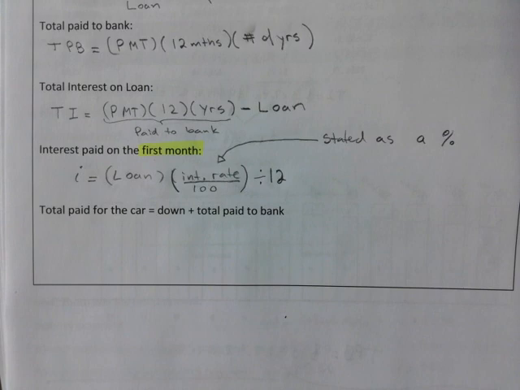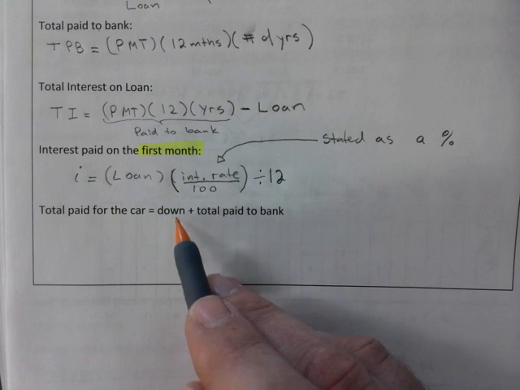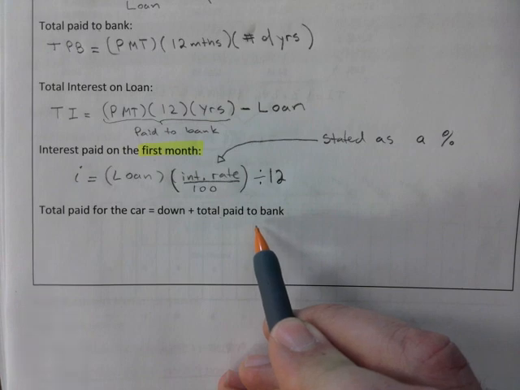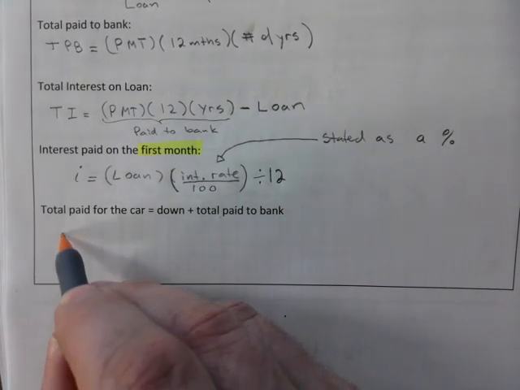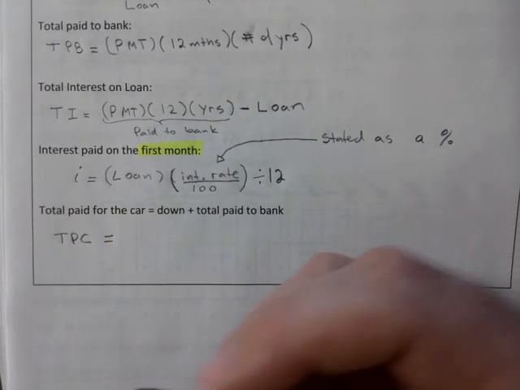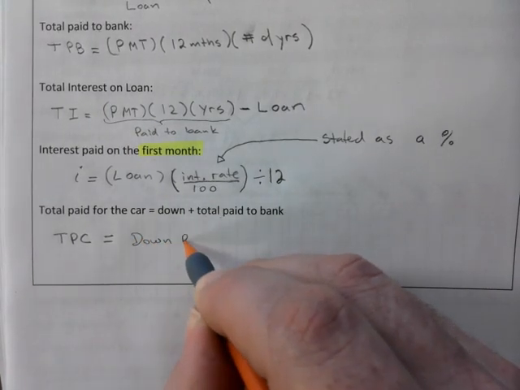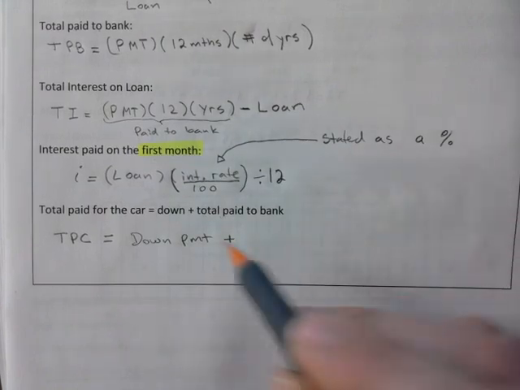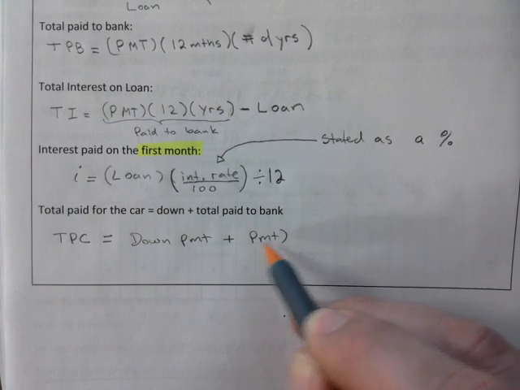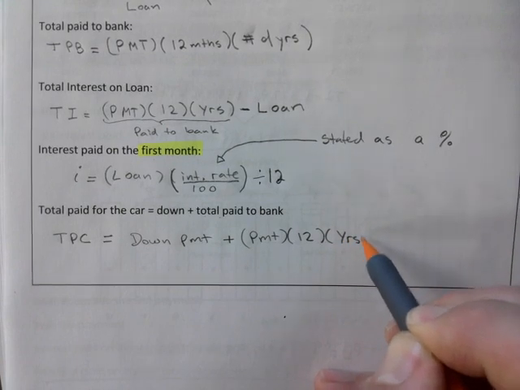Total paid for the car. You need to basically take your down payment and add the total paid to the bank to that. So let me give you a different version of this, a longer one. Total paid for the car. You take your down payment plus whatever total paid to the bank is, which never changes, payment times 12 times the number of years.